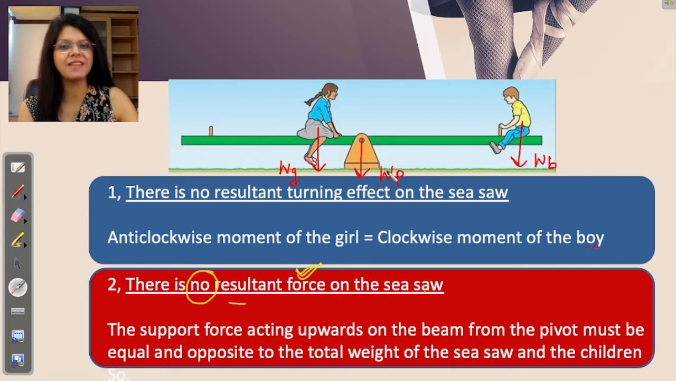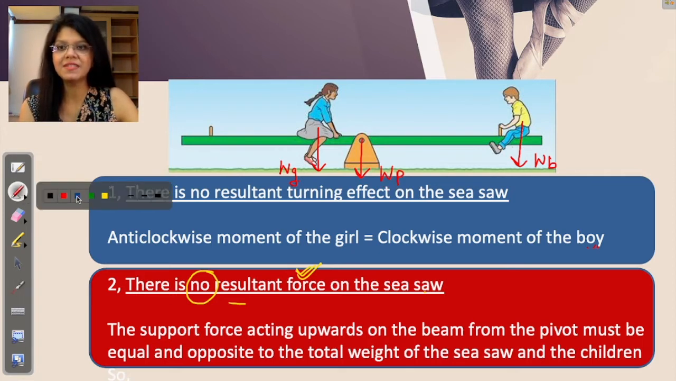Weight of the plank will act from its center point, the center of mass, which will be our next topic after we finish moments. So the weight of any object acts from its center of mass, which is the center point of any object. The weight of the plank is acting from the center point. WP is the weight of the plank. Are these the only forces acting here? There is one more force.